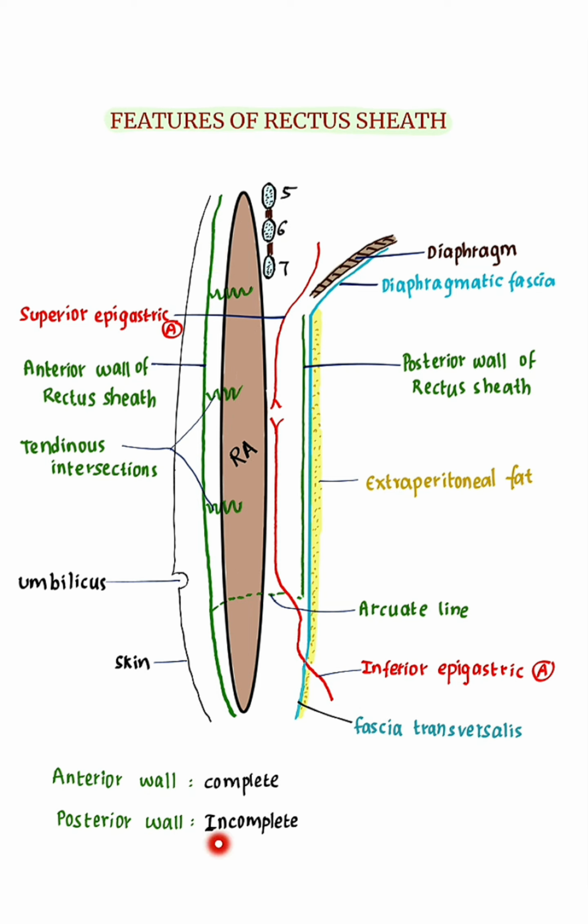Posterior wall is incomplete. Hence, it does not cover the entire extent of the muscle longitudinally. It is deficient above and below. Above, the muscle lies directly on the 5th, 6th and 7th costal cartilages.